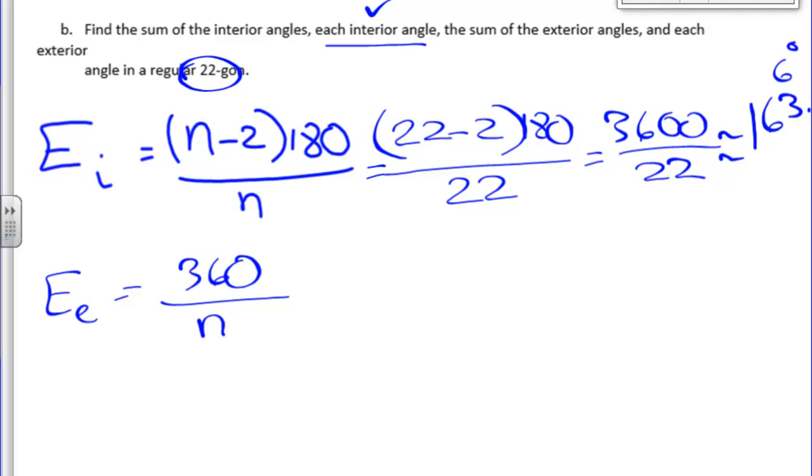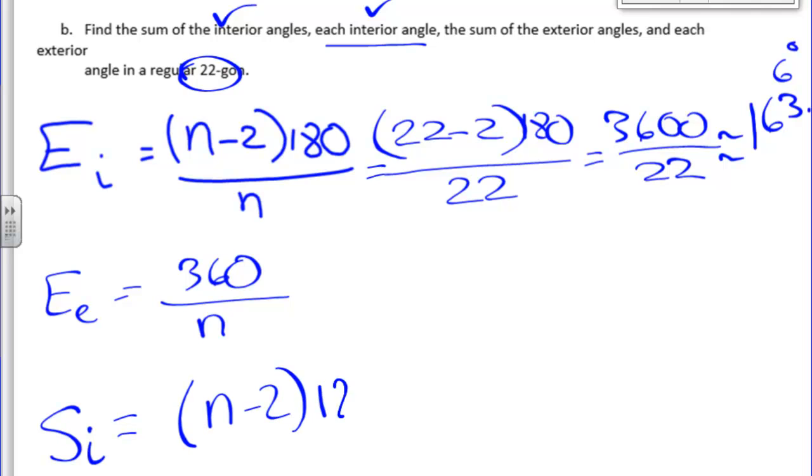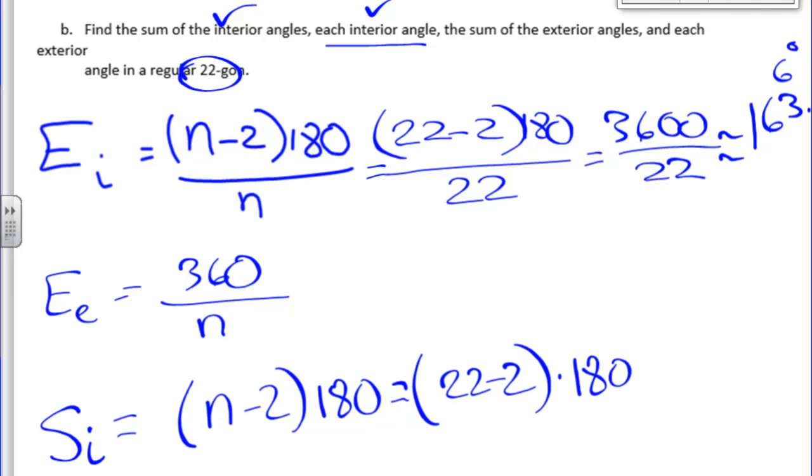Let's find the sum of the exterior angles. Well, let's go in order. Let's find the sum of the interior angles. On your formula sheet, it's going to be S subscript I. The sum of the interior angles is given by n minus 2 times 180. So that's going to be 22 minus 2 times 180, and that answer is 3,600.